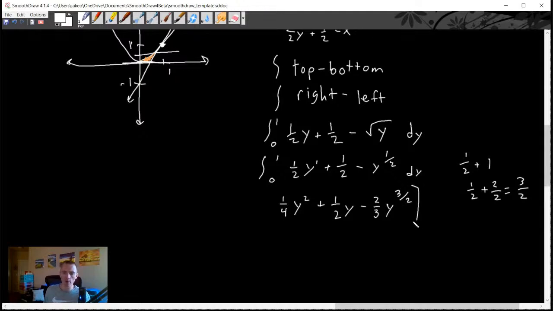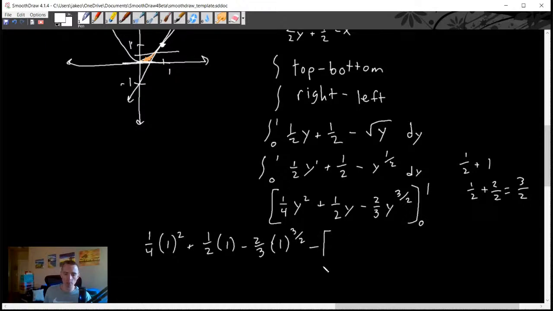Okay. Now we're going to evaluate this from 0 to 1, which basically just means plug in 1 for all of our y's first. So that'll be 1/4 times 1 squared, plus 1/2 times 1, minus 2/3 times 1 to the 3/2. And then we're going to minus, in parentheses, whatever we get from plugging in 0 for all of our y's. So 1/4 times 0 squared plus 1/2 times 0 minus 2/3 times 0 to the 3/2.